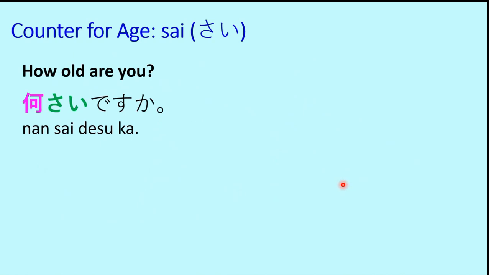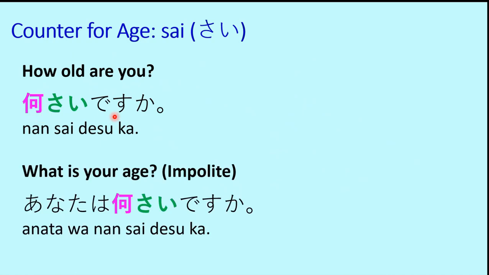So, now the question, how old are you? Nansai desu ka? Here we have used the kanji. We have already done this kanji in the last kanji lesson. So this is nansai desu ka? What, how old are you? And if we say, what is your age?